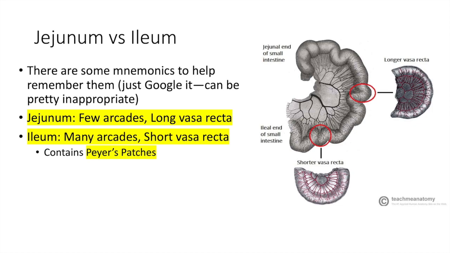But the jejunum has few arcades and long vasa recta, and then the ileum has many arcades and short vasa recta. And the ileum also contains these Peyer's patches, and these are used as an immune function. So make sure that you know in lab as well as lecture that the jejunum has few arcades, long vasa recta, but the ileum has many arcades and short vasa recta. They're kind of opposites, and that's how you can identify jejunum from ileum.